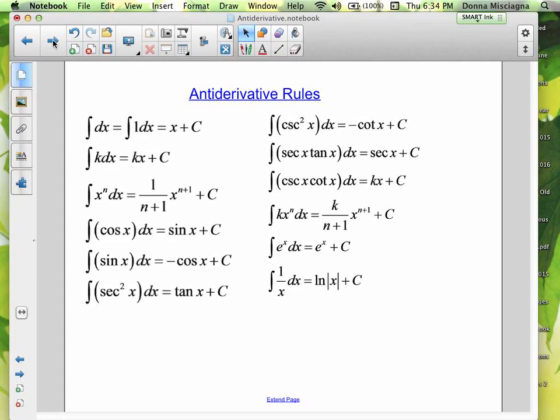So cosecant squared x, the function that has cosecant squared x as its derivative is negative cotangent x, because the derivative of cotangent x is negative cosecant squared x. We saw a secant x tangent x, so the integral of that would be secant x, because the derivative of secant x is secant x tangent x.